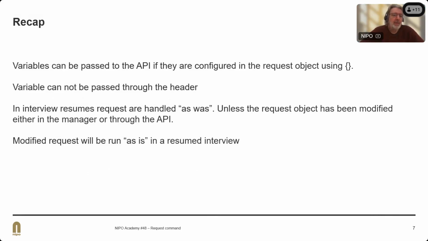Variables can be passed to the API if they are configured in the request object using the curly brackets. That is something that will be recognized by everyone that is used to configuring exit links, because it is using the same thing. It's using the curly brackets to replace variables from the script. Variables cannot be passed through the header. I already explained that is for security reasons. You can pass variables in the URI, you can pass variables in the body, not in the header.